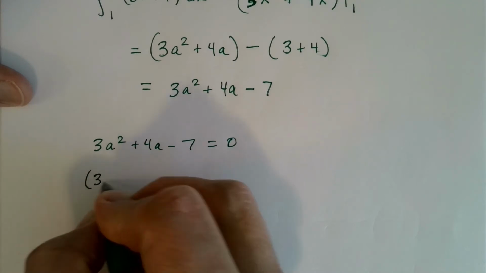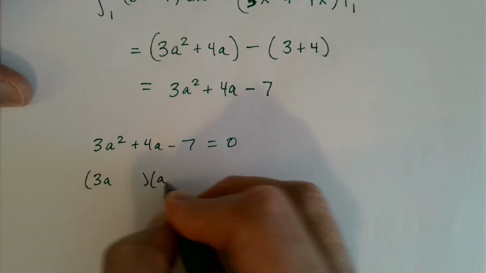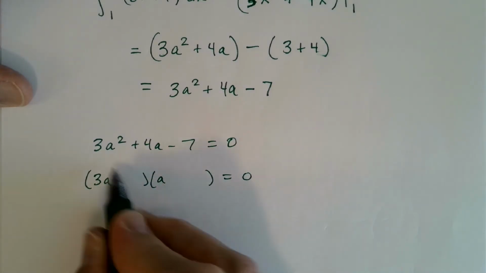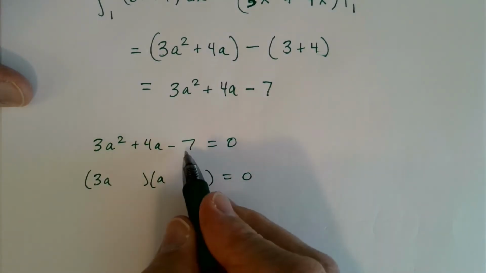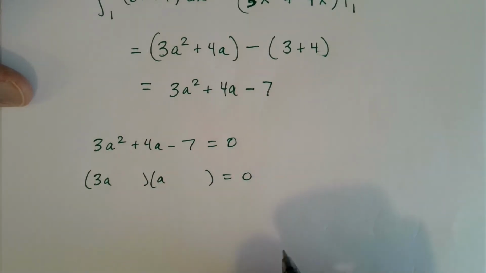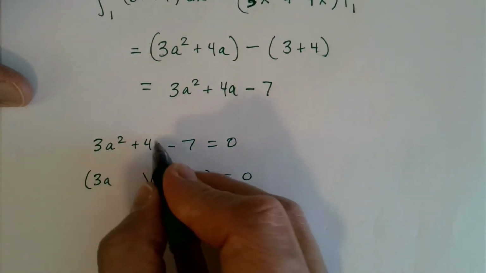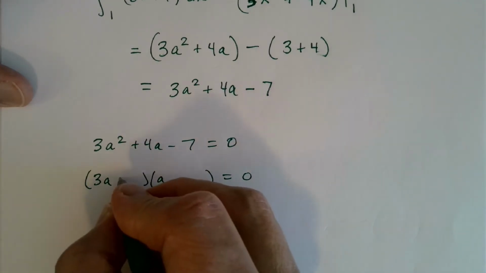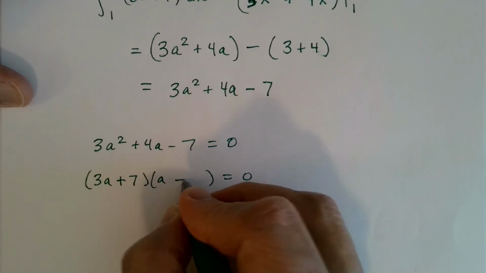If I got a 3a times a, obviously, by trial and error, you can do this one. 3a times a is 3a squared. And then negative 7 is prime, so it's got to be a 7 and a 1. One's positive and one's negative. So how is that going to work? You need to get positive 4a. Do it by trial and error. And what is it going to be? Plus 7 here, minus 1.